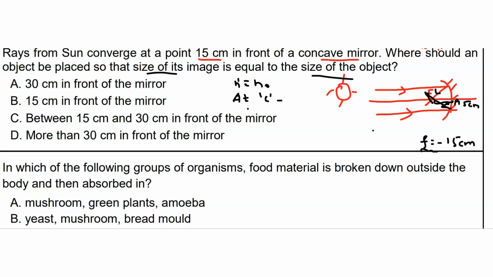At C it is twice f. So what is twice f? It is twice of negative 15, which is negative 30 centimeter. So when the object is placed 30 centimeter in front of the mirror, you will be getting the object size and image size to be the same. So what will be the option? This option is A, 30 centimeter in front of the mirror. Okay, now let's move to the next question.